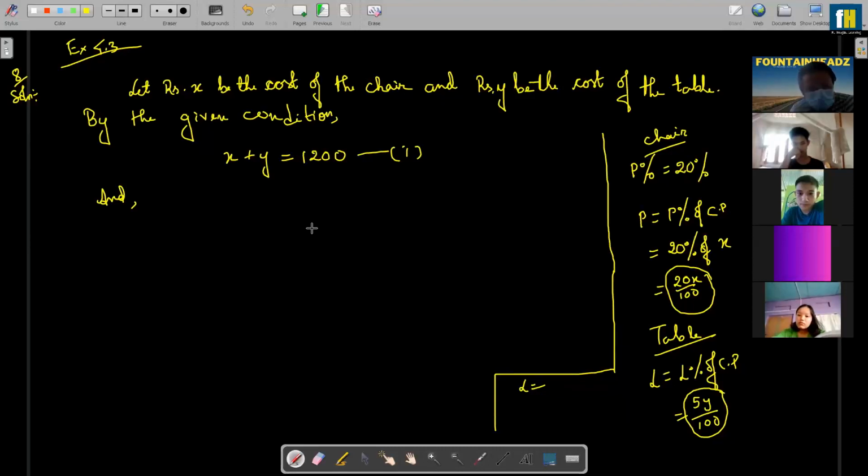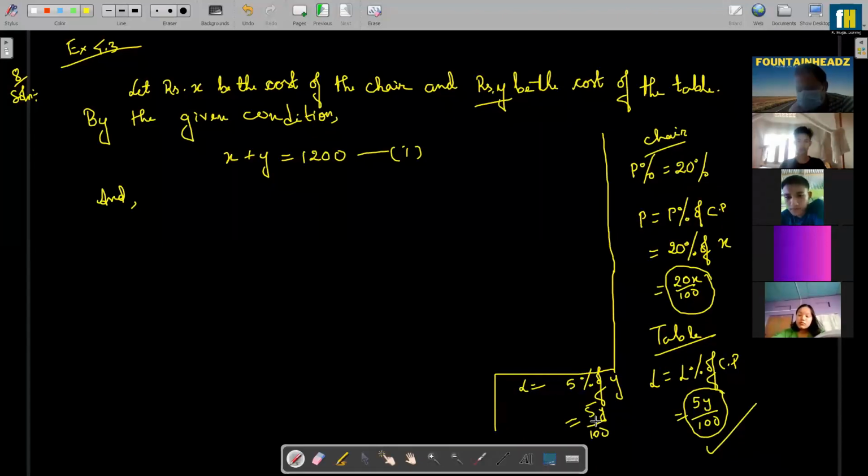When you are given a question, say 5% of the cost price. In the table, the winning is a cost price y and a loss given is 5% of y. So 5 by 100 multiplied by y is 5y by 100.